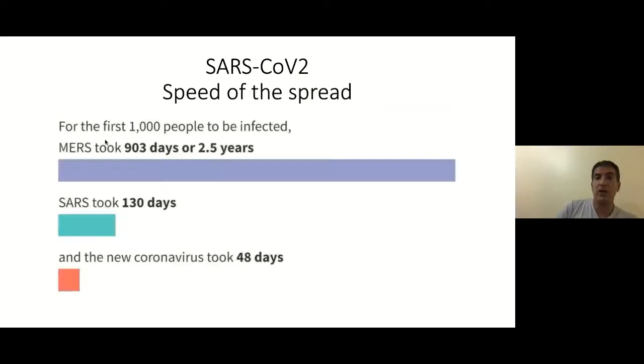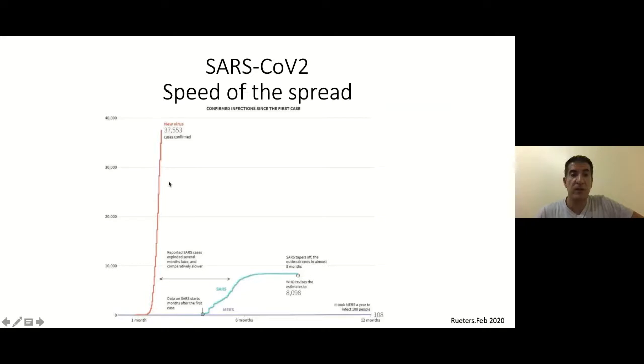But what is peculiar about this virus is the speed and efficacy of its spread. For MERS, it took around 1,000 days, or 2.5 years, to reach the first 1,000 cases. For SARS, it took around 130 days. For this new friend, or new enemy, whatever we call it, it only took a month and a half to reach the 1,000 landmark. And from there it kept soaring, spreading across the whole globe, sparing no country, resulting in the worst pandemic we've seen in decades.